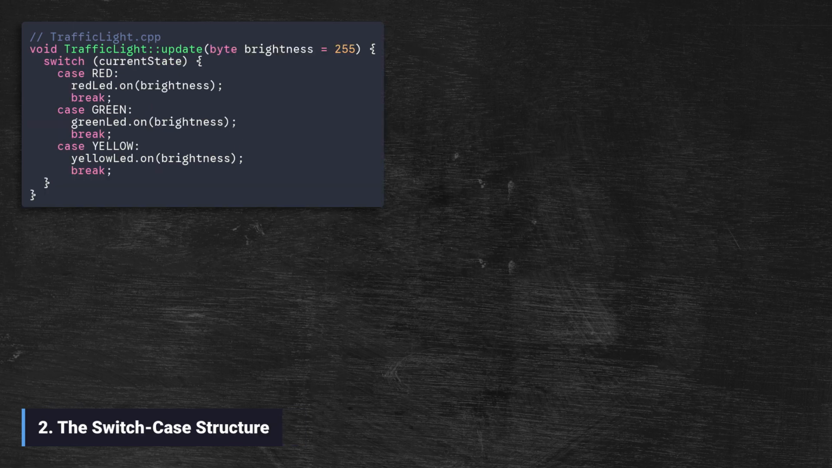Inside our update method, we use a switch statement on currentState. This structure ensures that the Arduino only executes the logic relevant to the active color. If the state is red, it only runs the red logic, ignoring green and yellow until the state officially changes.